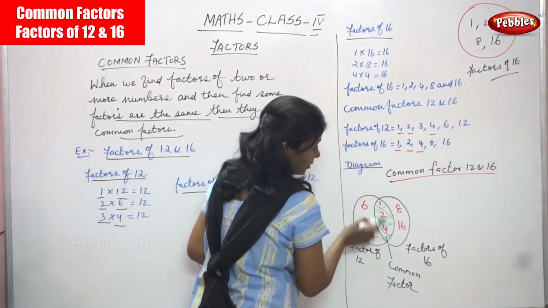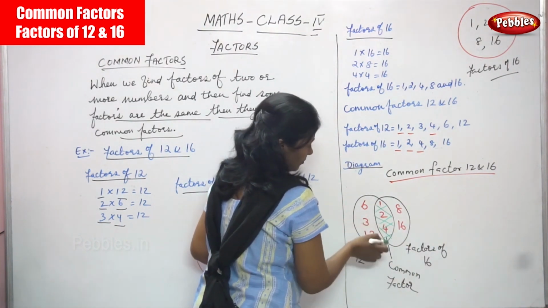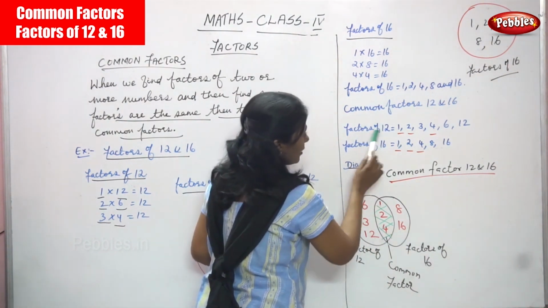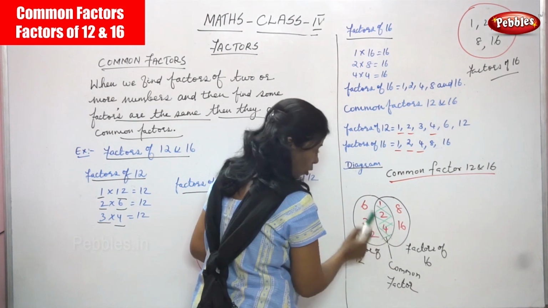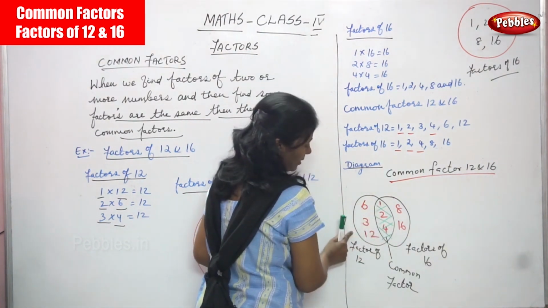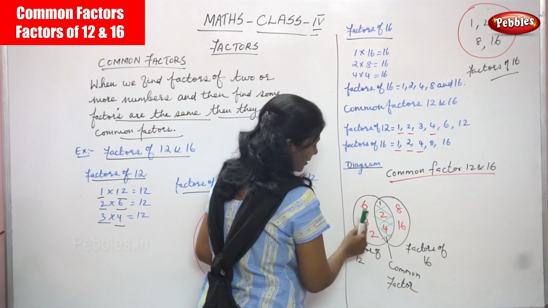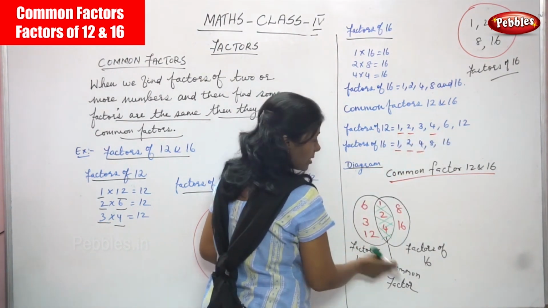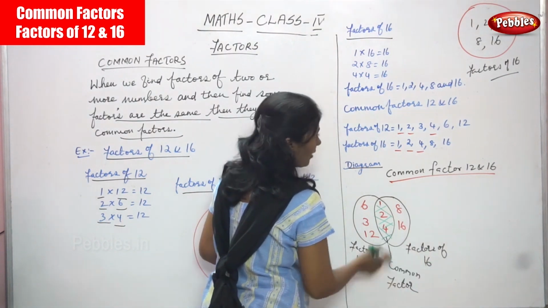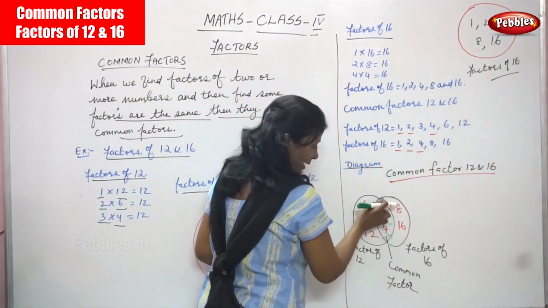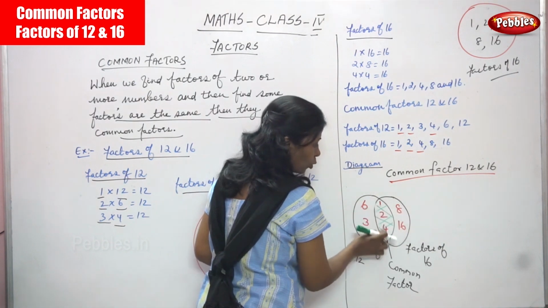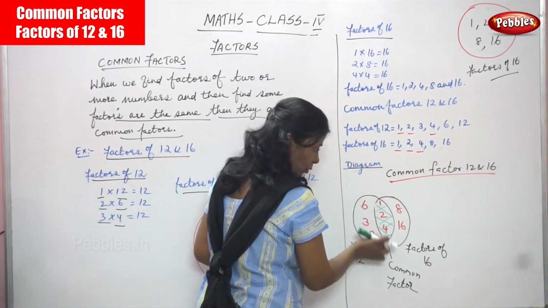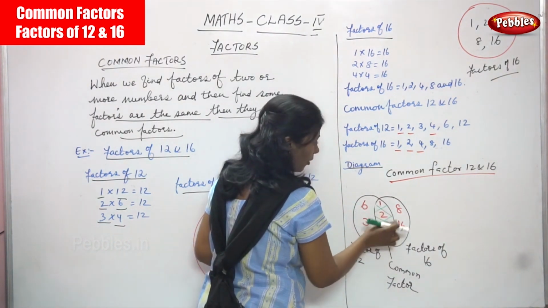That is what I've mentioned in a different column. This is a common factor. For factors of 12, you have to include these common factors also: 1, 2, 3, 4, 6, 12. For factors of 16, again you have to include them, because 1, 2, 4 are the common factors of 12 and 16. So 1, 2, 4, 8 and 16.